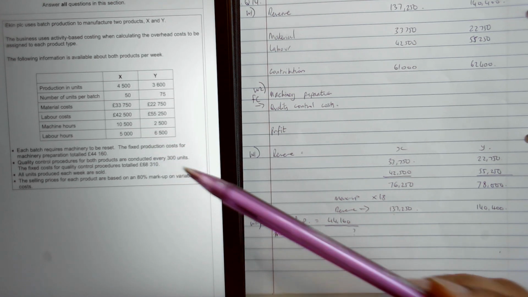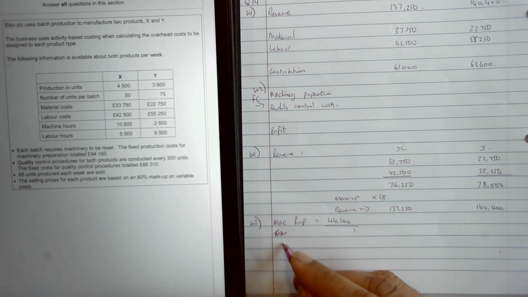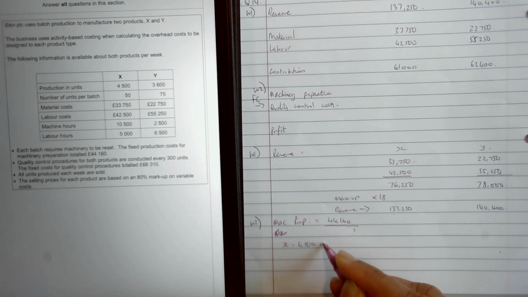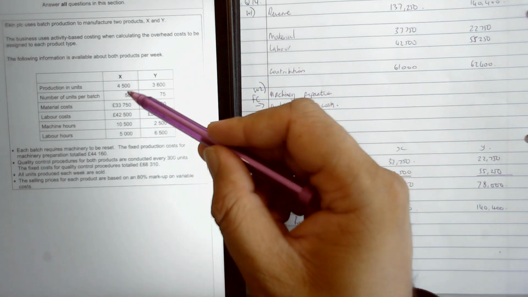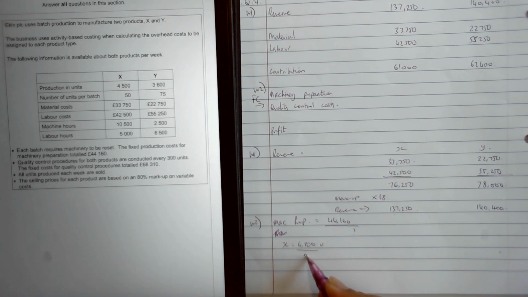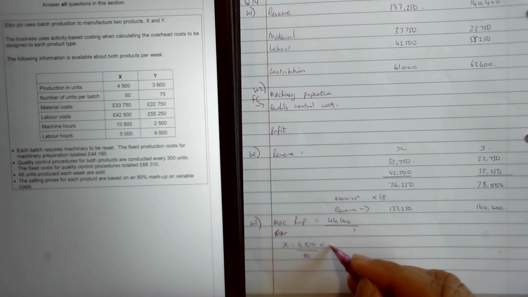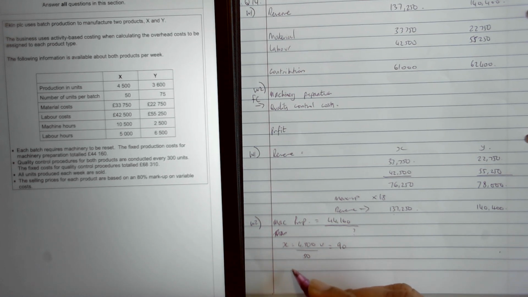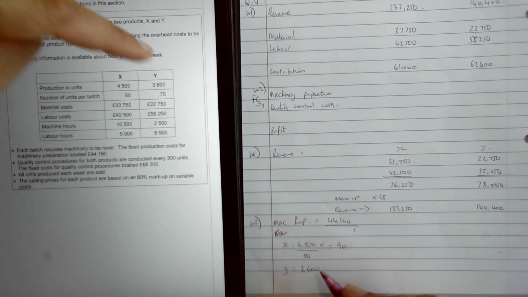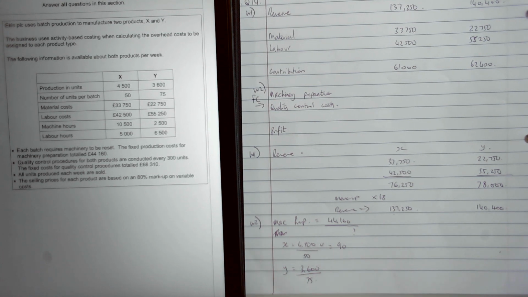Now for X, we're making 4,500 units in batches of 50. So if we divide it by 50, 4,500 divided by 50 equals 90. So we're making 90 batches of X, and for Y, making 3,600 divided by 75.